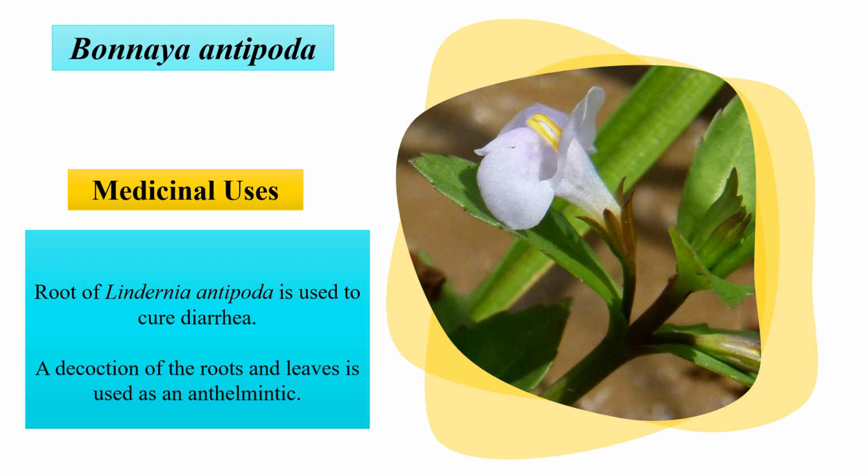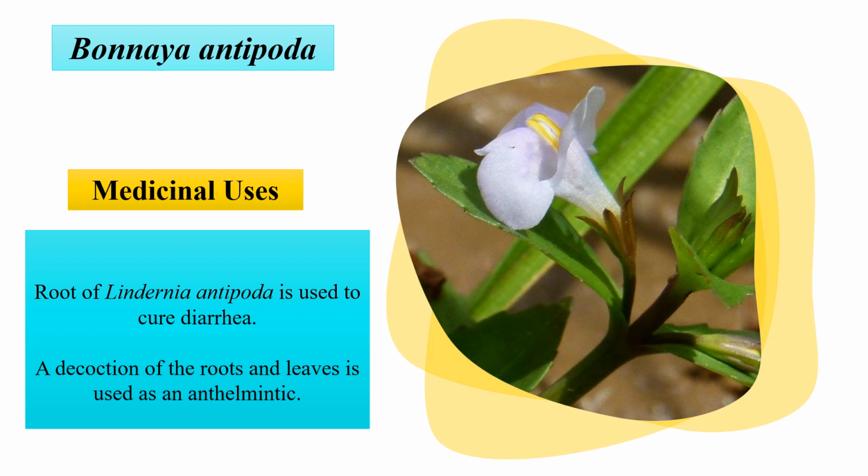Next is Bonaya antipoda. Previously it was named Lindernia antipoda, and through the revision it is now named Bonaya antipoda. It is also an annual plant, a creeping herb. The stems are much branched. They root at the lower nodes, prostrate at first, then become ascending.